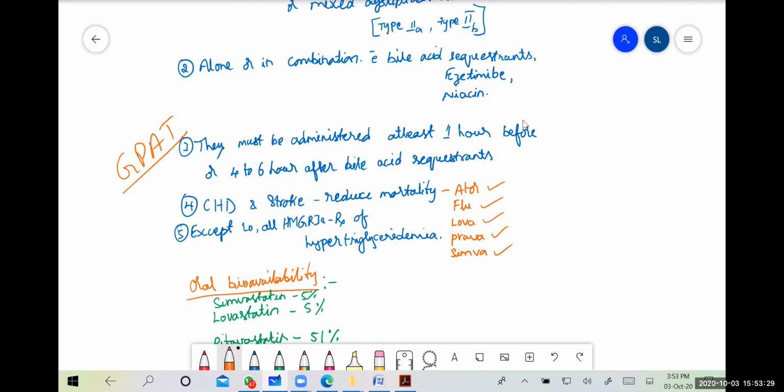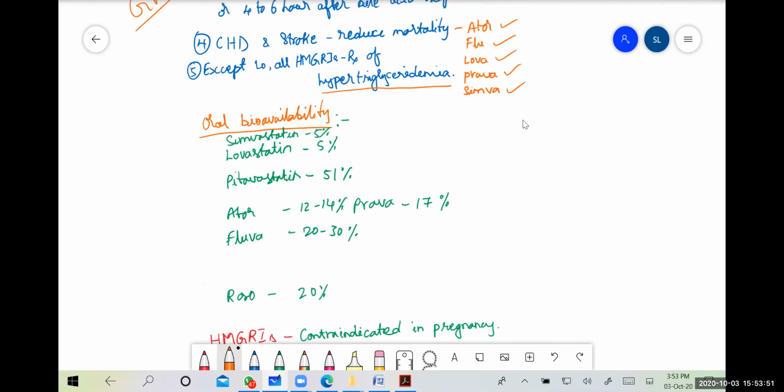Then except lovastatin, all HMG-CoA reductase inhibitors can be used in the treatment of hypertriglyceridemia. Hypertriglyceridemia means higher concentrations of triglycerides. So whenever you do the lipid profiling of a patient, we can come to know which lipoproteins are present in higher concentrations, that are present as hyperstates. Based on that, we can give these statins. So except lovastatin, we can administer all the statins for the treatment of hypertriglyceridemia.